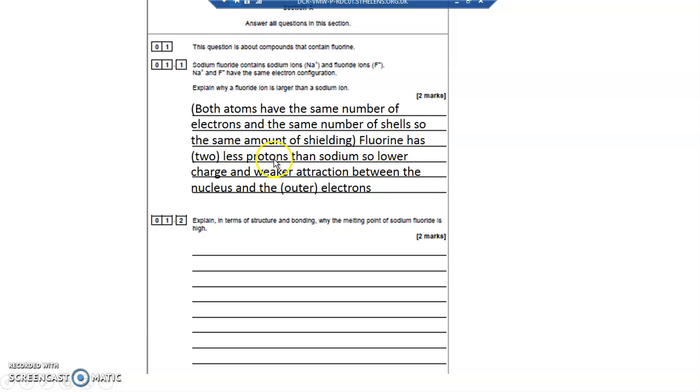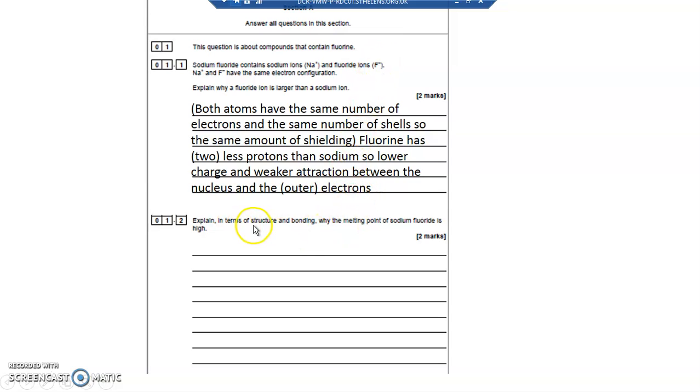So fluorine has got 2 less protons. It's got 9 protons rather than sodium's 11. Good to put the 2 in to actually name it, but again, you don't get any marks. It's got less protons than sodium, so it's got a lower nuclear charge, and therefore it's got weaker attraction. Again, good practice to put outer electrons, because it's the outer electrons that determine the size of it, and so less attraction for the outer electrons having 2 less protons than sodium.